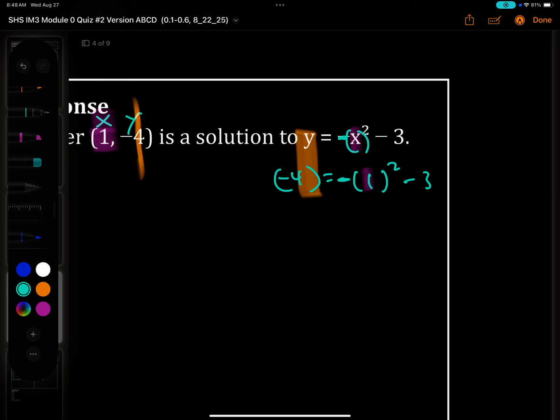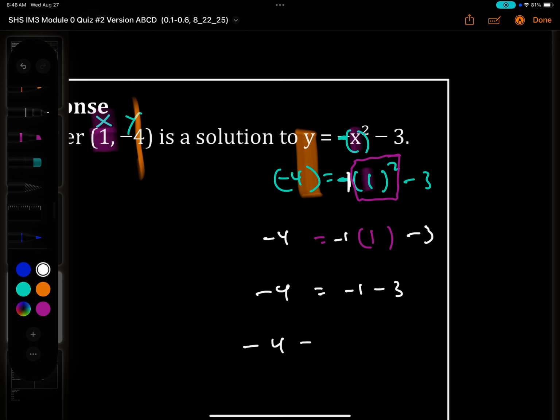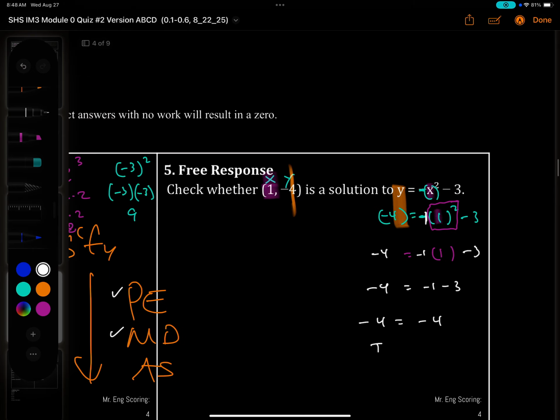Okay, now we are simplifying using PEMDAS. So here, you're going to do the exponent first. 1 times 1 is 1. So I have -4 equals -1 times 1 minus 3. So this would be -4 equals -1 minus 3, and that would be -4 equals -4. And then when it says check, that's either a yes or no, or true or false. The answer is true.